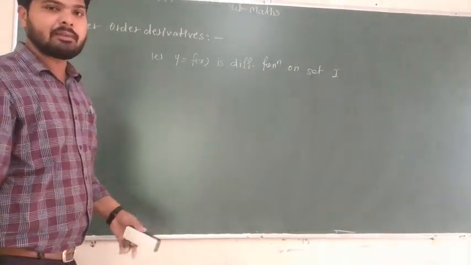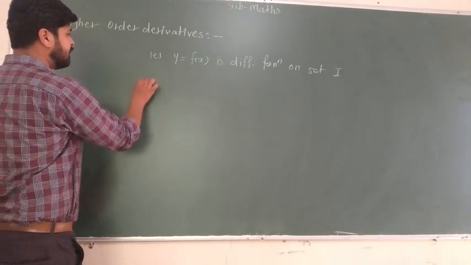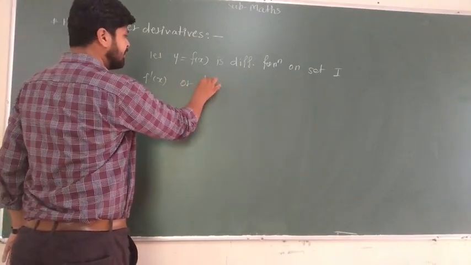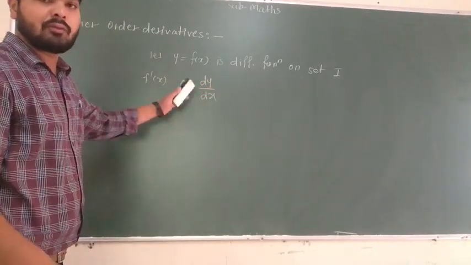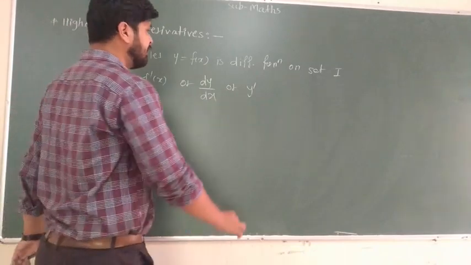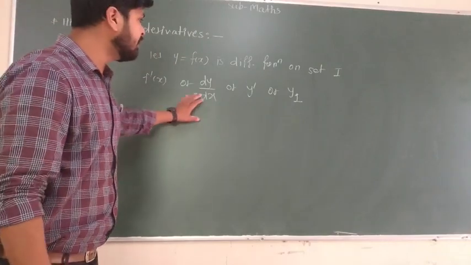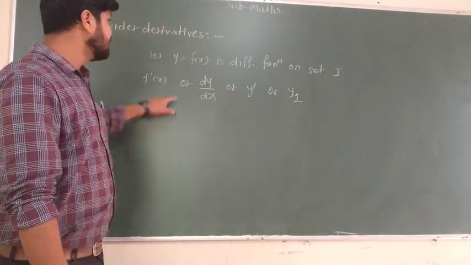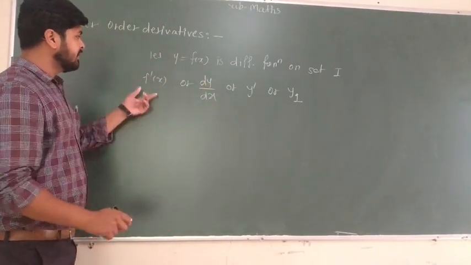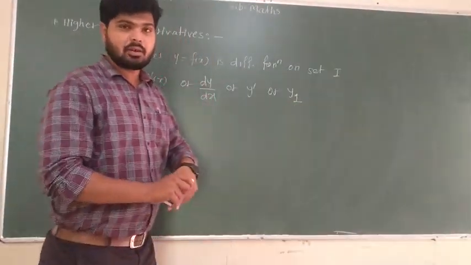So you can find the derivative of this function, and that derivative is denoted by f dash of x, which is a symbol for derivative, or dy by dx, also a symbol for derivative, or y dash, or y1. These are just symbols to denote the derivative. If this function is differentiable, then you can find derivatives like this, and these derivatives are also functions of x on the same domain.